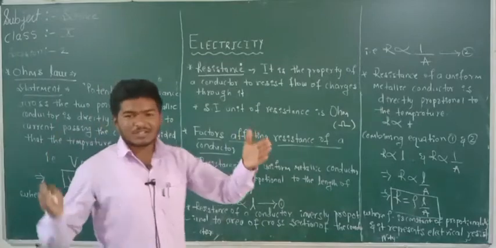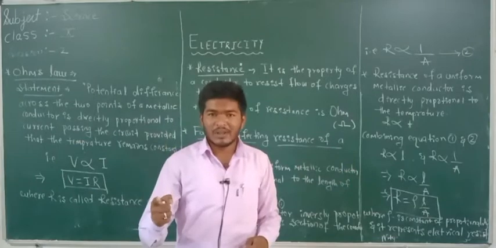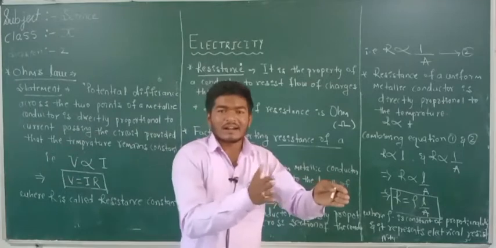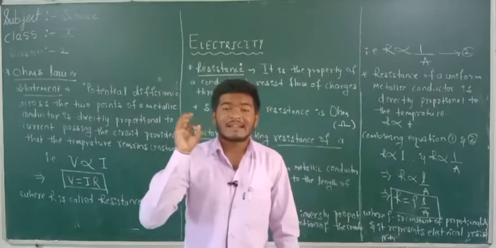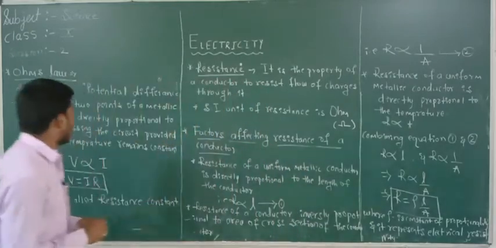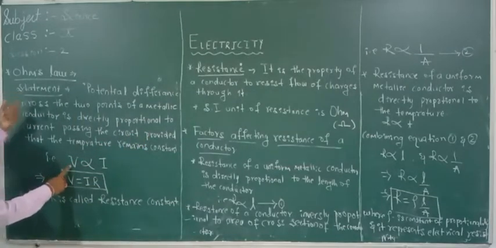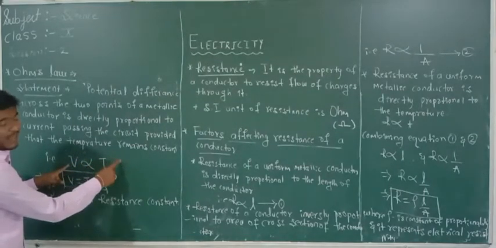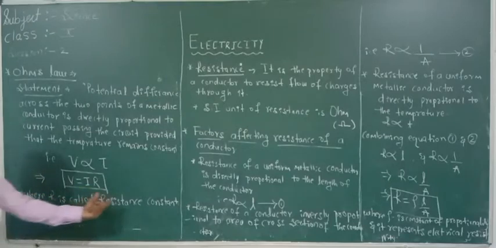So what it states is that the potential difference across a conductor is directly proportional to the current passing through the conductor. As the current passing through the conductor increases, the potential difference also increases, provided that the temperature remains constant. See here, V represents the potential difference. According to Ohm's law, potential difference is directly proportional to I, the electric current. So it implies V is equal to IR, where R is called the resistance constant.